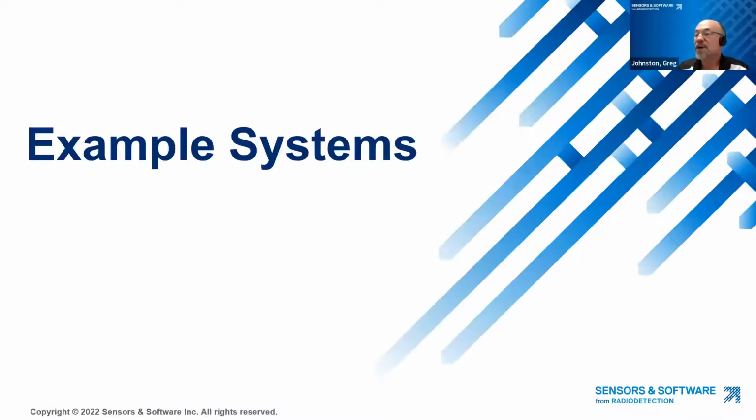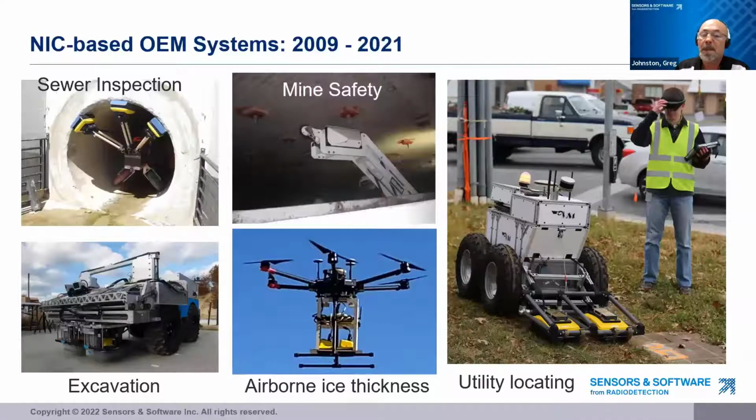All right, let's finish off here. Let's look at some example systems. Here are some examples of systems that have been built over the last few years. Sensors and Software have done some of these, and our customers have created these. We've had systems for sewer inspection, mine safety, utility locating, airborne ice thickness, and excavation. What I'm hoping is that this gives you some ideas for what you might be interested in developing.